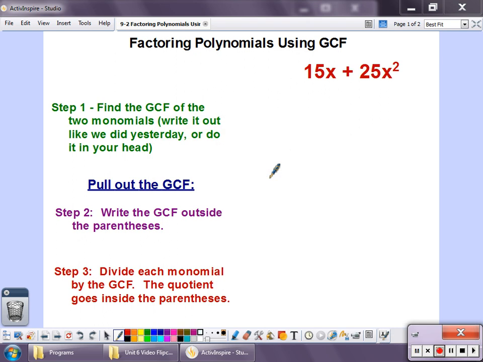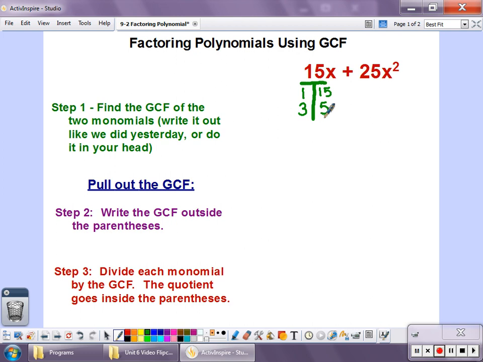To factor a polynomial using the GCF, the first thing you have to do is find the GCF. The easiest way to do this is to look at all the factors of the smallest number that you have and list them. So if I'm going to list the factors of 15, I know that I have 1 times 15, 2 doesn't go in, or 3 times 5.